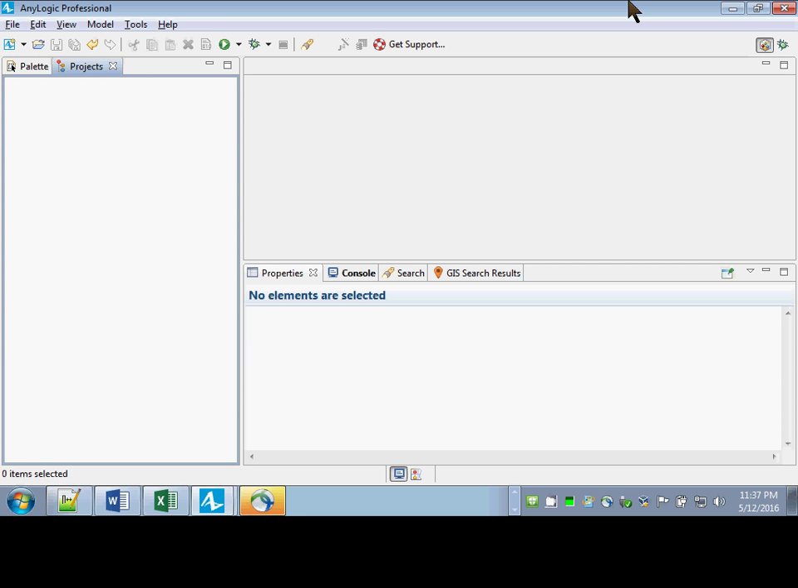Just looking here, right. There's actually two. So one is called Environmental Contamination Hybrid. I'd like you to load that one. It's in the hybrid folder of the AnyLogic 7 examples. And it's called Environmental Contamination Hybrid.